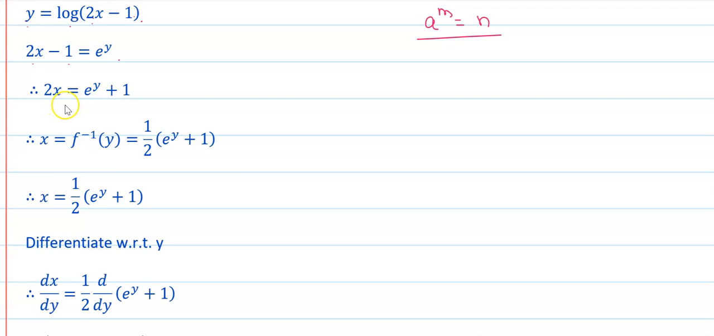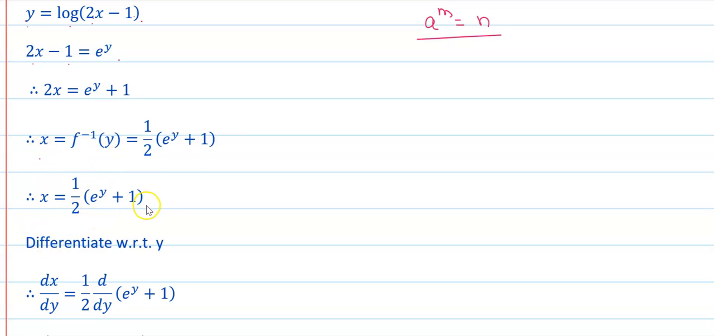We want to find out x in terms of y. Therefore, transfer the 2 to the right hand side. It will become 1 upon 2 in bracket e raised to y plus 1. X is equal to 1 upon 2 in bracket e raised to y plus 1. X is equal to, that is nothing but f inverse of y.